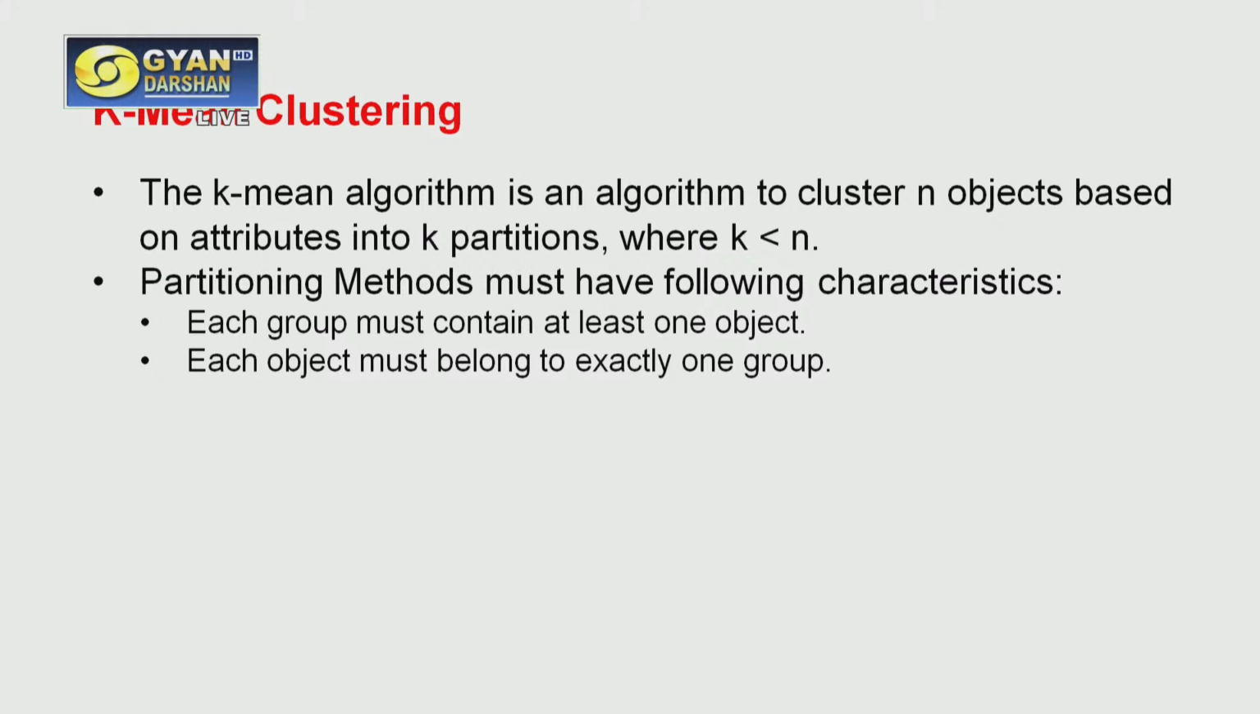Partitioning methods should have the following characteristics. Each group must contain at least one object. That is one of the most important characteristics. And each object must belong to exactly one group. So whatever samples we have, each should be part of one group or one cluster, and each object must belong to exactly one group only.